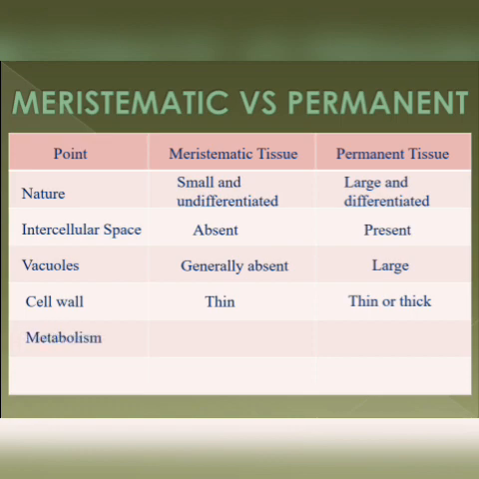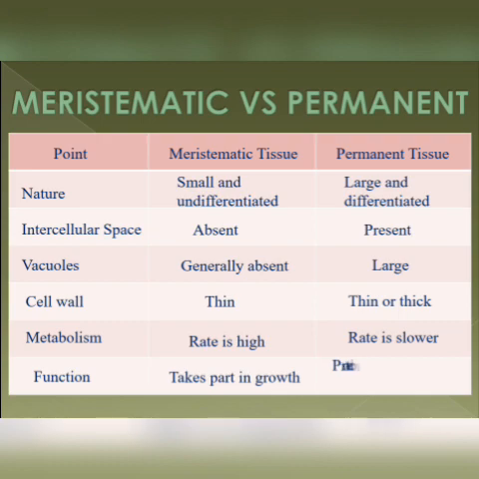According to metabolism, meristematic tissues are seen to have high rate of metabolism, whereas in case of permanent tissue, the rate of metabolism is much more slower than meristematic. Next, with respect to function, meristems are seen to take part in growth and development, whereas permanent are seen to protect, support, and help in storage.